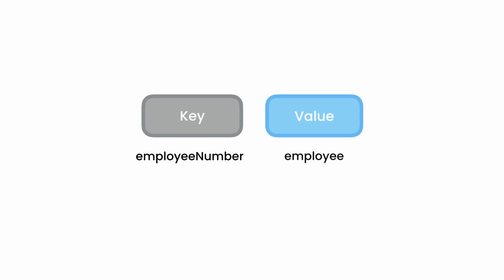At a very high level, we use hash tables to store key value pairs. Let's say we want to store a list of employees and be able to quickly look up an employee by their employee number. Since every employee has a unique employee number, we can use this number as a key and the employee object as the value. Now let's say we want to store an employee object in our hash table.